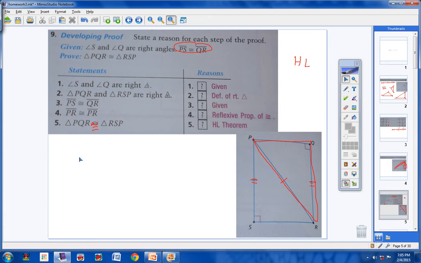When you're referring to right triangles, if the hypotenuse and leg of one right triangle is congruent to the hypotenuse and leg of another right triangle, then the two triangles are congruent. They are congruent, okay? Alright, continuing on, number 10.